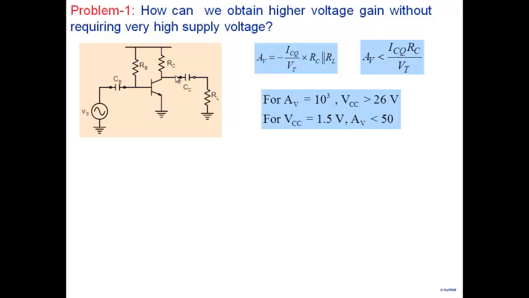So you are seeing the problem that we have with a configuration like this. High gain will require very high supply voltage, or if you have low supply voltage, you're limited in terms of the gain that you can get.